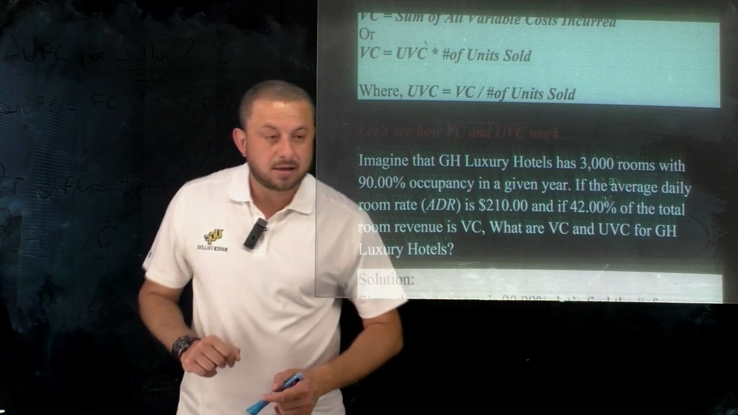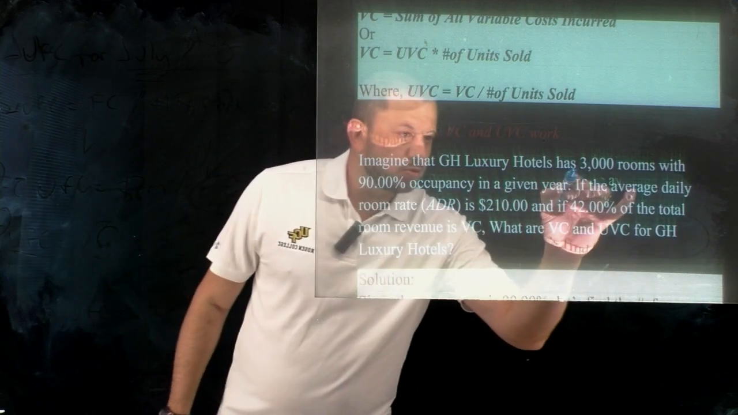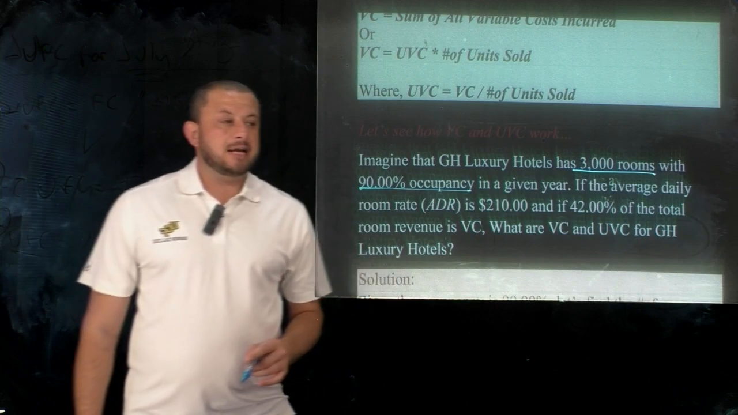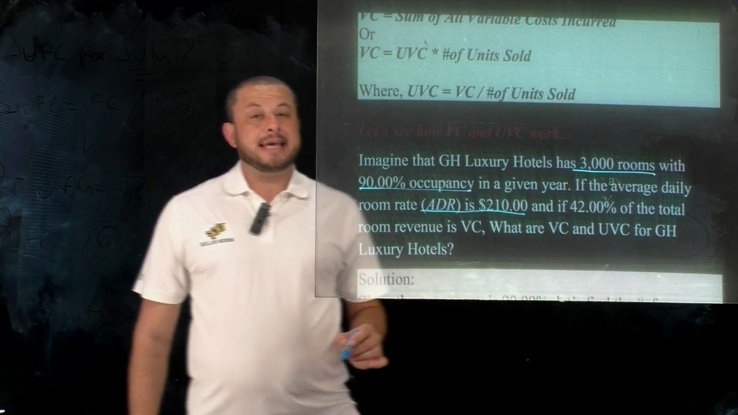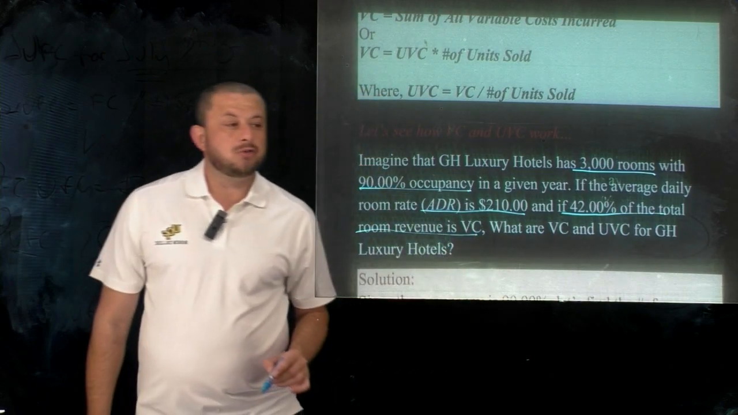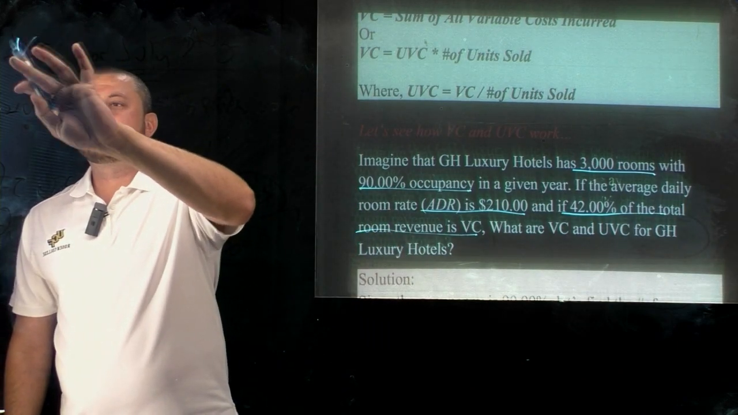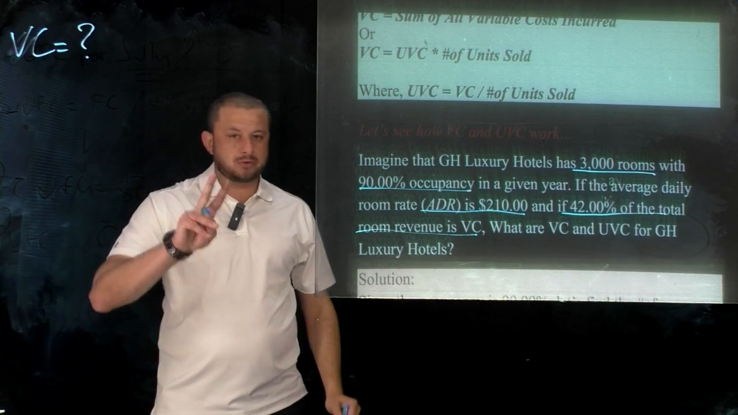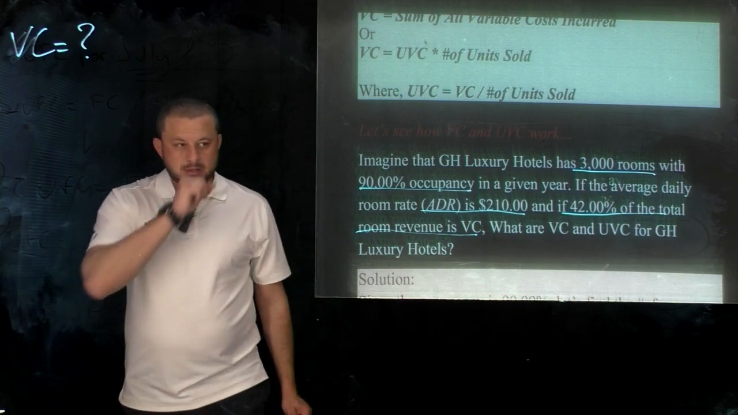First step, don't forget. Imagine that GH Luxury Hotels has 3,000 rooms with 90% occupancy in a given year. Perfect. If the average daily rate, which is ADR, is $210, and if 42% of the total room revenue is VC, what are UVC and VC for GH? Guys, first question. There are two questions: VC for GH Luxury Hotels and UVC for GH Luxury Hotels.